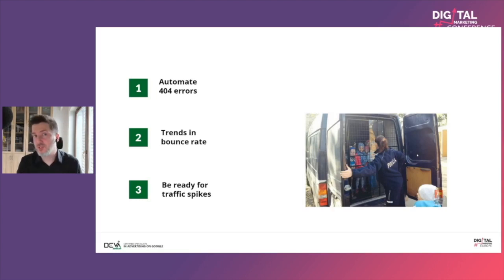And be ready for traffic spikes. If you automated alerts for traffic spikes, you can see, oh, we have this season, the trends are up for these keywords. You can put promotions, you can address the sales, and you can easily win this. So automate your Google Analytics 4 and check these trends to prevent issues.